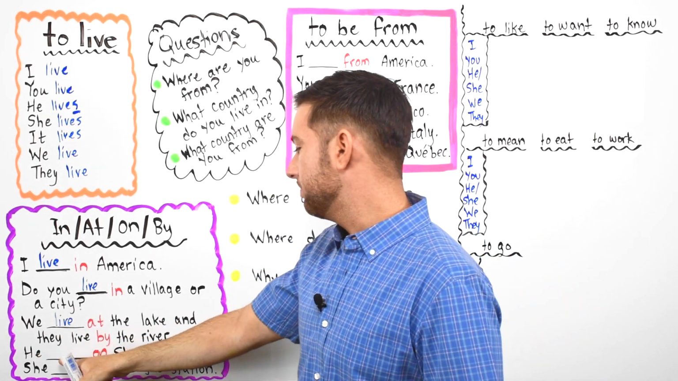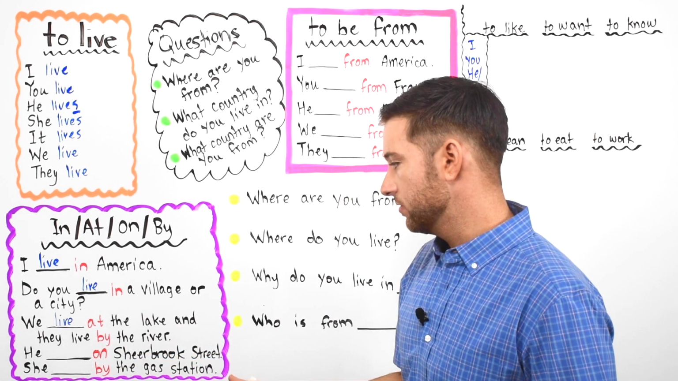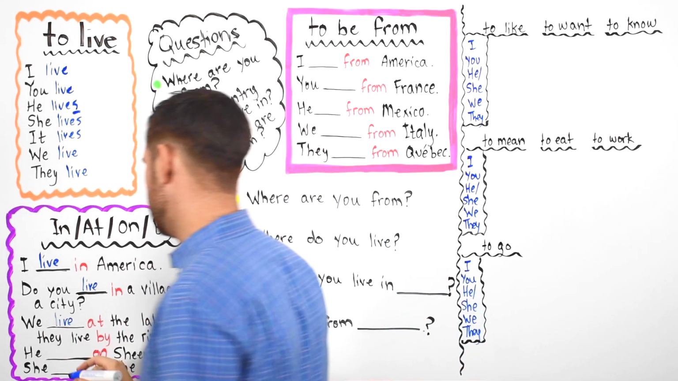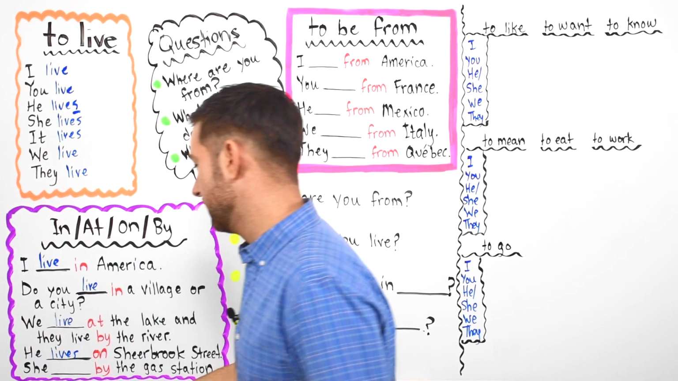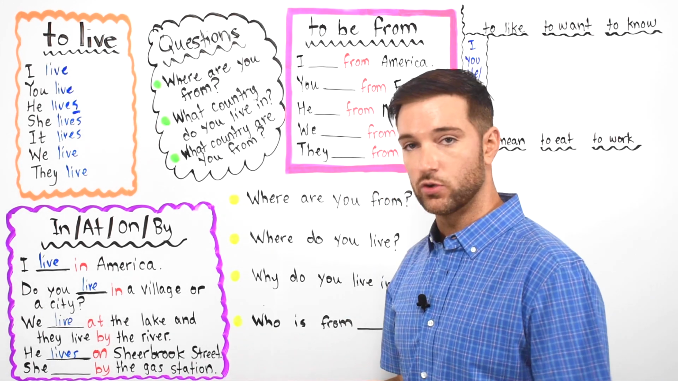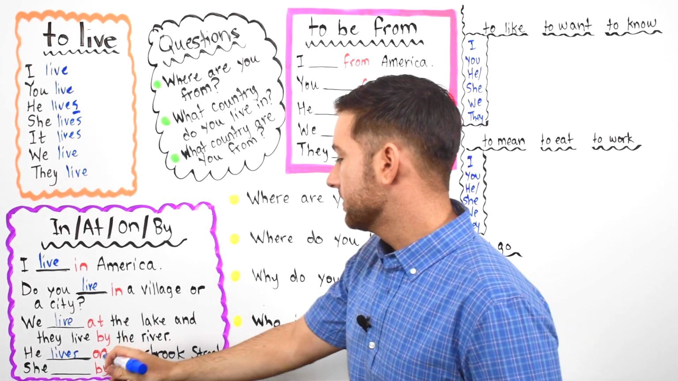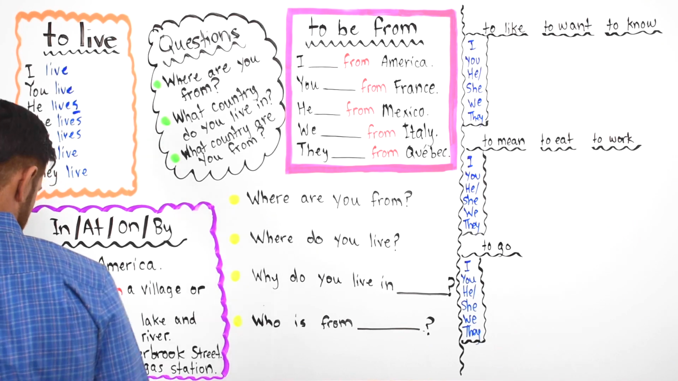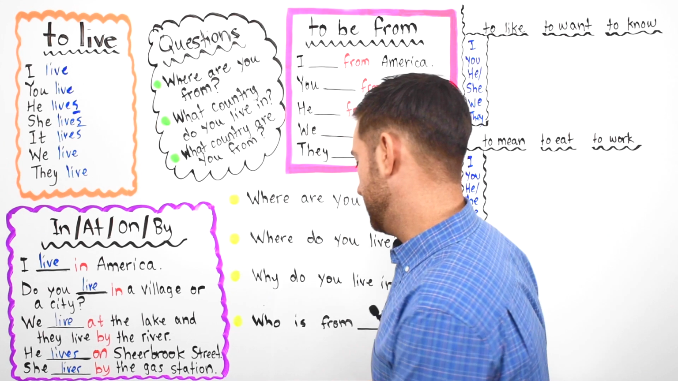Next we have he blank on Sherbrooke Street. So Sherbrooke Street is the name of a street, and we can say he lives, okay, with an S. He lives on Sherbrooke Street. She blank by the gas station. Okay, and the gas station is where you take your car so you can get gas so you can go places. We can say she lives, again with an S right here, she lives by the gas station.